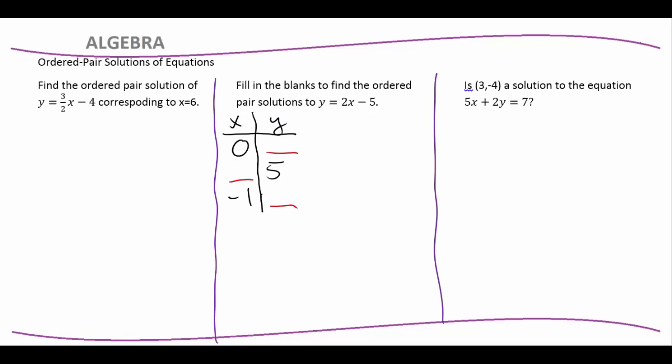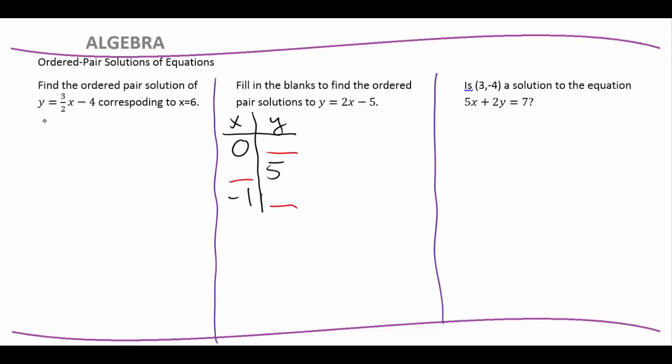Today we're going to talk about ordered pair solutions of equations. Let's start off with this first problem on the left. Find the ordered pair solution of y equals 3/2 x minus 4 corresponding to x equals 6. So first we need to figure out what this is saying. What this is saying is you want the ordered pair where you are going to put in a 6 for x.